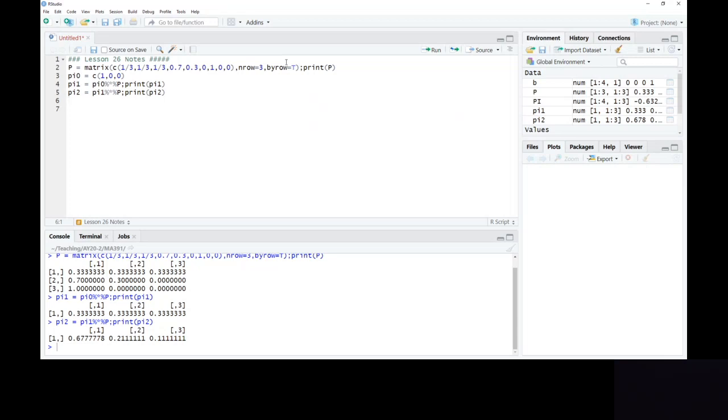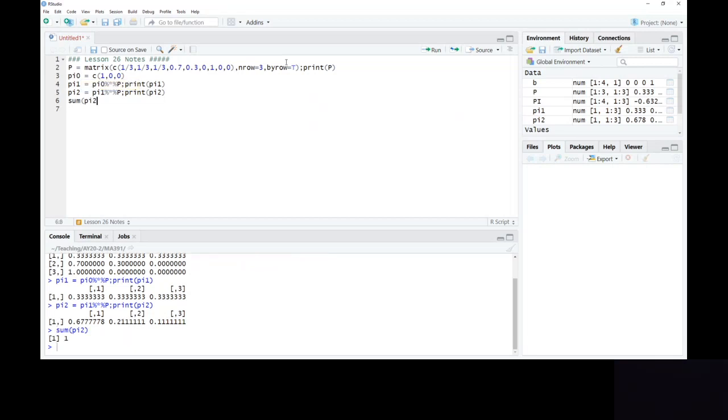Okay. And then you could sum pi 2 if you just don't believe me that it's equal to 1, and it is equal to 1. Okay, I don't really need that, but I just wanted to show that. Okay.